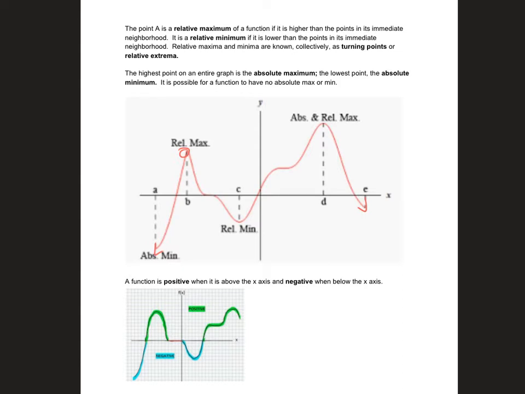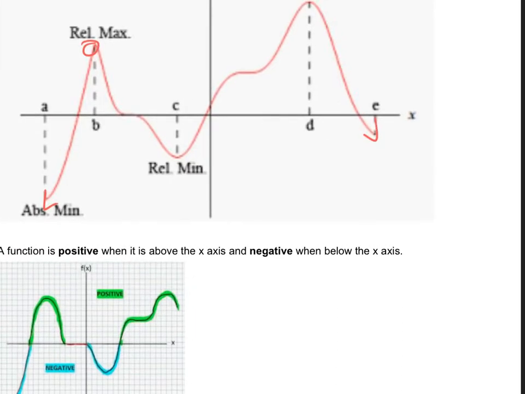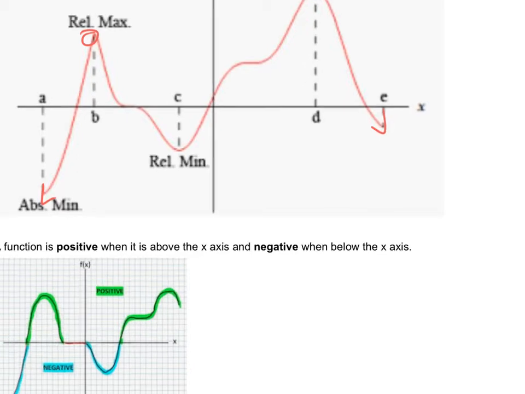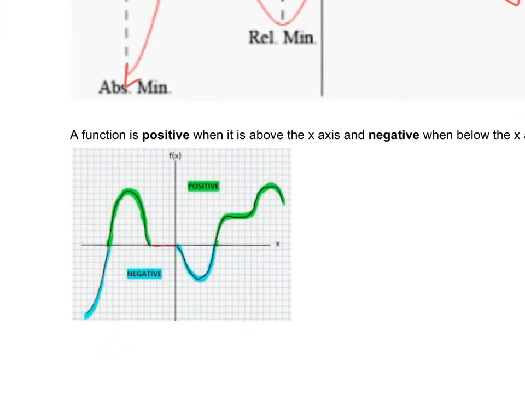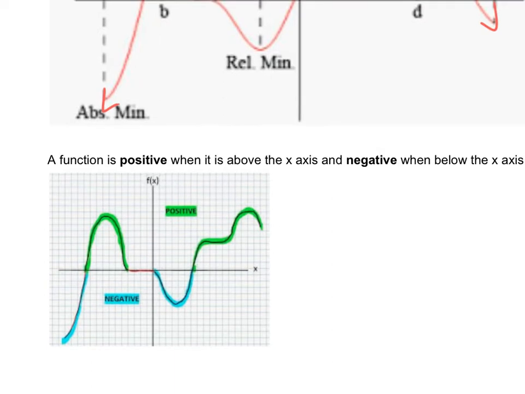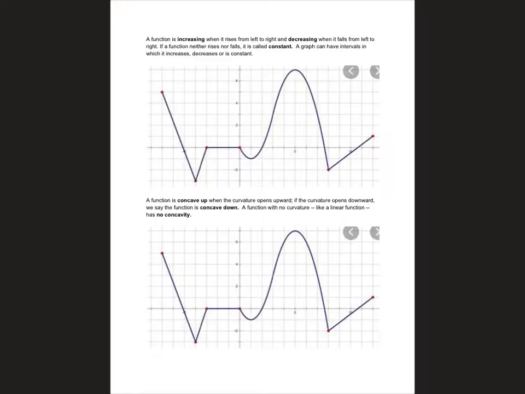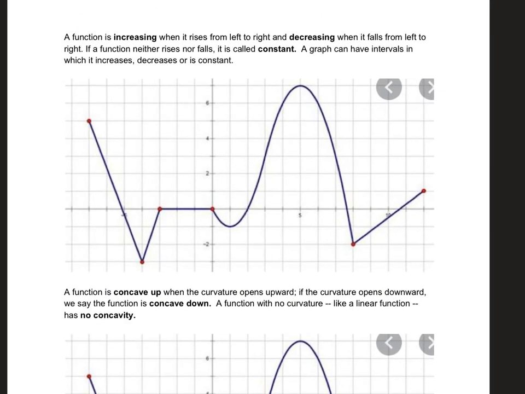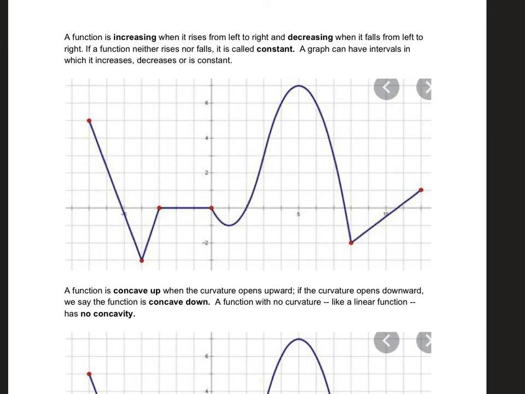Now, positivity and negativity. A function is positive when it's above the x-axis and negative when it's below. So you can see here, the green areas are above, the blue areas are below, and if it's on 0, we would say the function is 0 at that point. Now, a function is increasing when it rises from left to right, decreasing when it falls from left to right, and constant if it's neither rising nor falling.